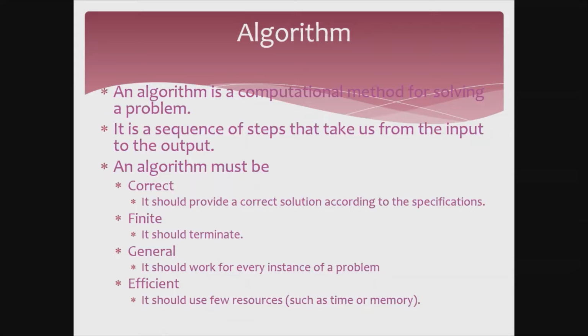So for example, you are taking the sum of two numbers and you input 12 and 15, it should have a resulting value of 27. And if you change the value so the first number is 7 and the second number is 5, you should also get a correct result, which is 12. So it should work for every instance of a problem.